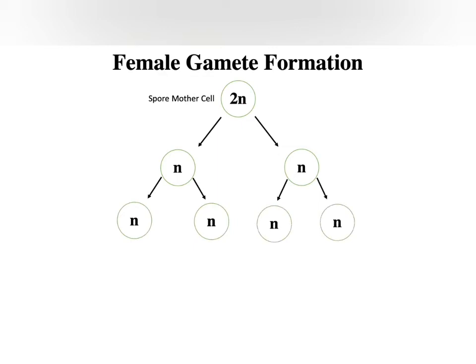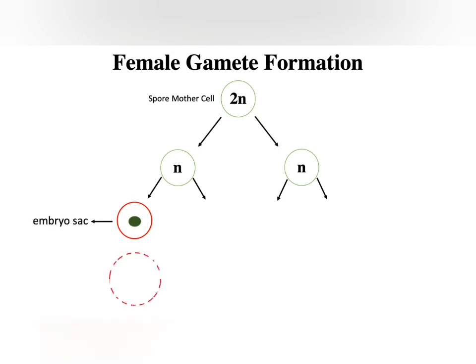But the difference here is that out of these four daughter cells, three of them will degenerate, or you can say will disappear. So it's only the one cell here which can continue on to become a mature female gamete. So now I'm going to replace this with a little dot to represent a haploid nucleus, and this is now known as the embryo sac. Now this embryo sac gets bigger and it divides by mitosis.